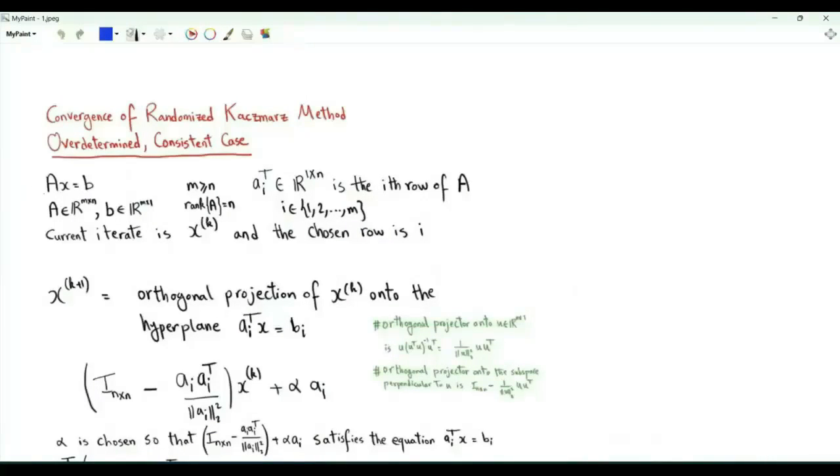We have a linear system Ax equals b. A is m by n, m is greater than or equal to n, and the columns of A are linearly independent. It is assumed that there exists an n-dimensional vector x such that Ax is exactly equal to b. For i between 1 and m, Ai transpose is the ith row of A.